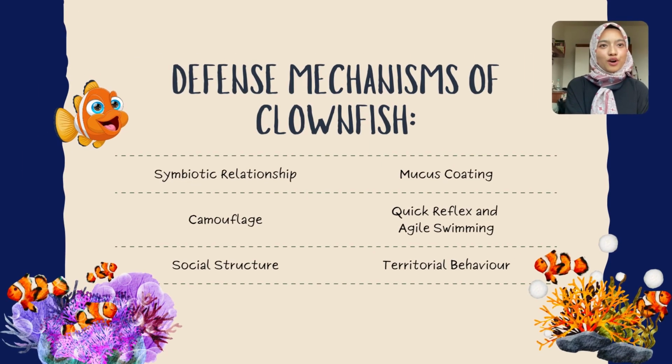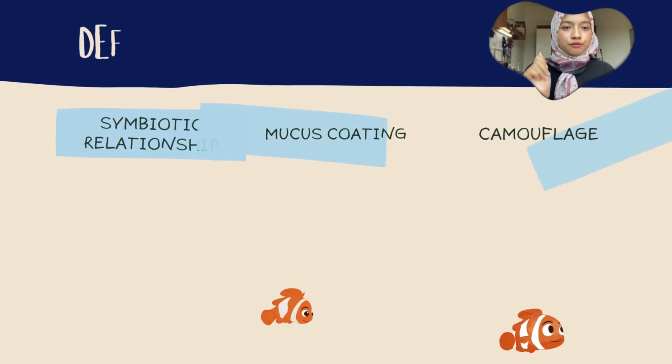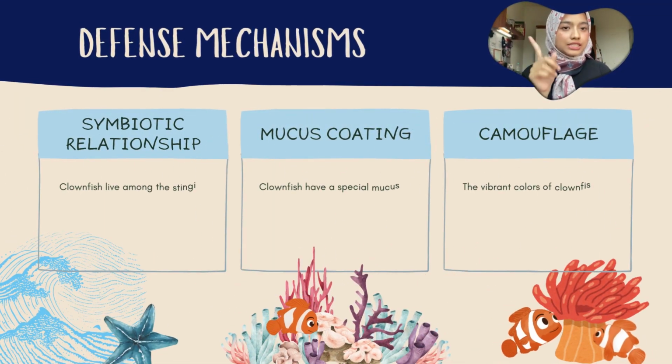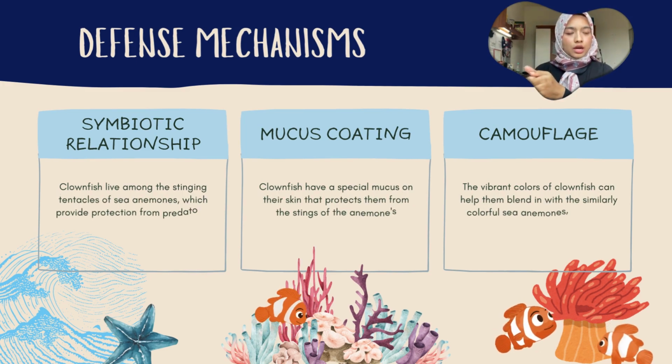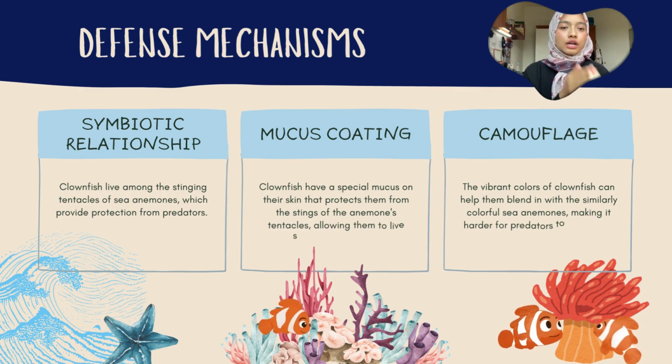Next, let's move on to the defense mechanisms of clownfish. There are 6 defense mechanisms, which are symbiotic relationship with sea anemones, mucus coating, camouflage, quick reflexes and agile swimming, social structure, and territorial behavior. The first defense mechanism for clownfish is the symbiotic relationship. It happens when sea anemones provide protection for clownfish.